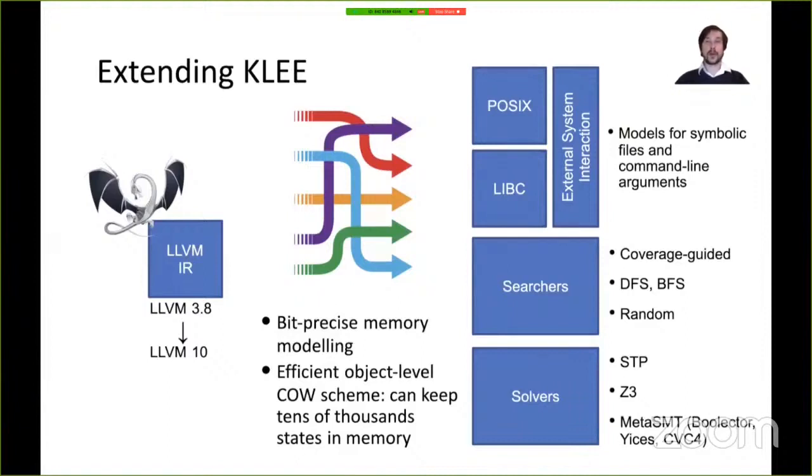The existing POSIX implementation is not complete, but many projects that build on top of KLEE showed how easy it is to extend it. KLEE also supports a variety of different LLVM versions, starting from the very old LLVM 3.8 to the newest, most recently released version, LLVM 10. This allows to combine KLEE with other LLVM-based projects that require a specific LLVM version.